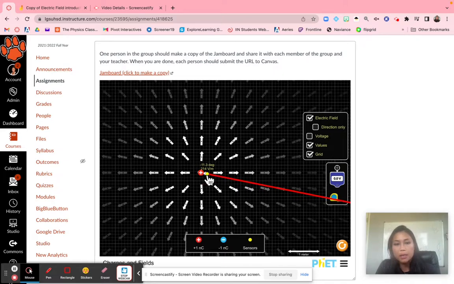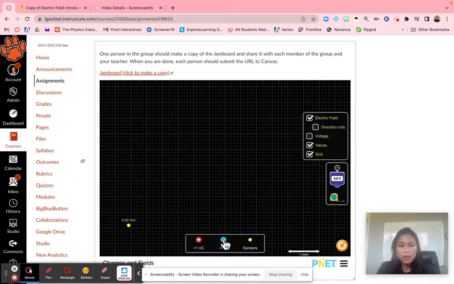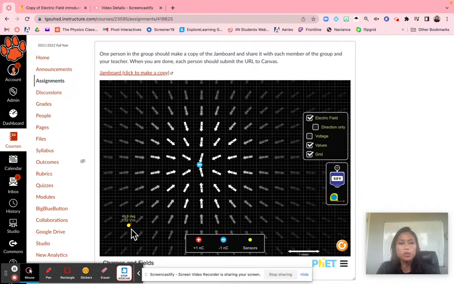And it is wanting to repel, which is why the arrow is always pointing away no matter where I place it on the field. And then again, further away, the smaller the arrow because the smaller the force. If I switched it to a negative charge, it will not repel, but attract. So it's small when it's far away, but it's going to get stronger and stronger the closer I am. And it's always going to point in toward that negative charge.